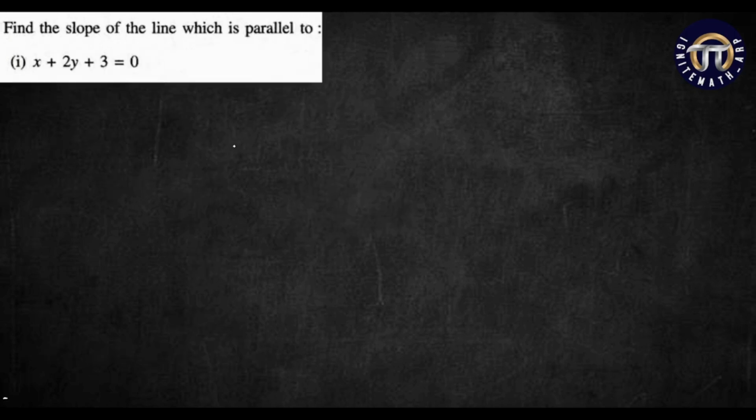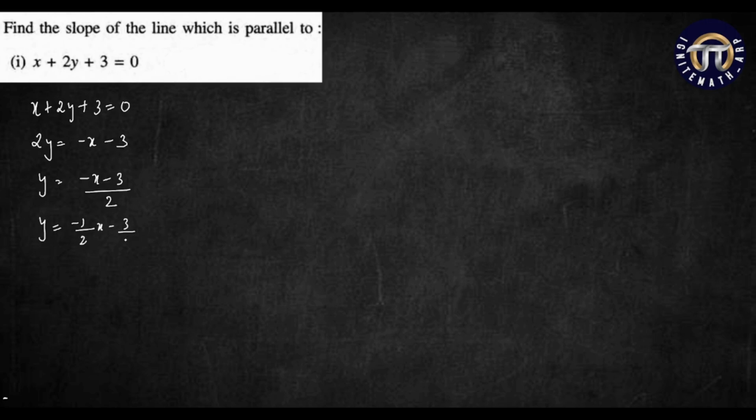So now let me take the next example. Find the slope of a line which is parallel to a given line. I know that if two lines are parallel to each other, their slopes are equal. So the slope of the required line will be the same as the slope of the given line. The given line is x plus 2y plus 3 equal to 0. I'll make y the subject of the formula. So 2y is equal to minus x minus 3, so y is equal to (minus x minus 3) by 2, so y is equal to minus 1 by 2 x minus 3 by 2.